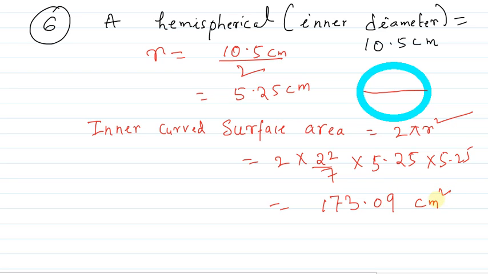Now what is the second part of the question, dear? The second part of the question says, find the cost of the tin plating. We have to find the cost of the tin.